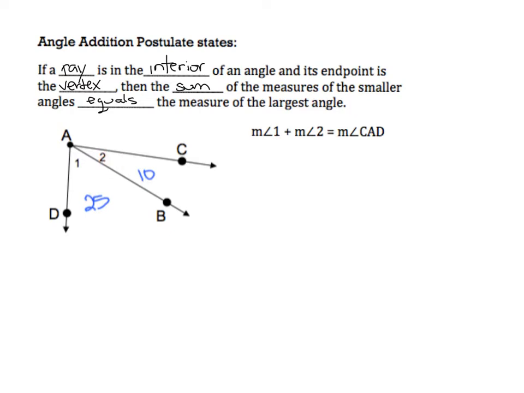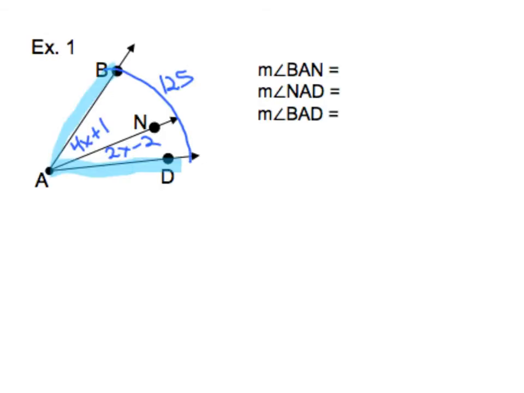So if the measure of angle 1 is 25 degrees, plus we add the measure of angle 2, which is 10, then we add those together and we get 35 degrees to be the measure of angle CAD. All right, let's look at another example. We have angle BAD, and we know that the whole angle, angle BAD, is 125 degrees. So we actually already know an answer here.